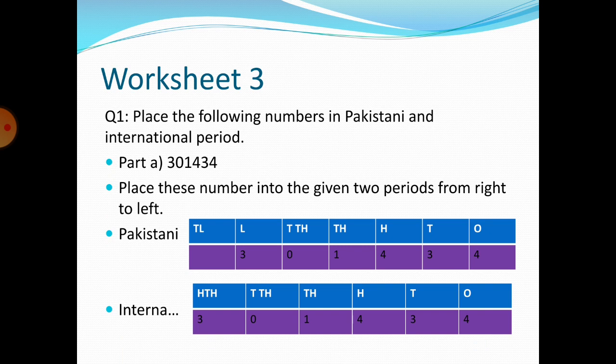Worksheet 3, question number 1. Place the following numbers in the Pakistani and international period. I have given the Pakistani and international periods. What you have to do is simply place all the digits from right to left. I have done the first part for your understanding. There is a minor difference in these two periods.